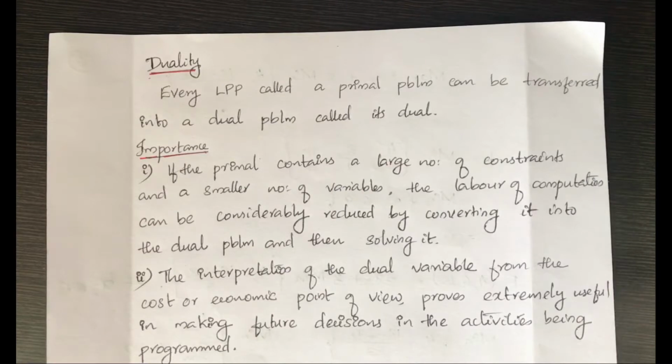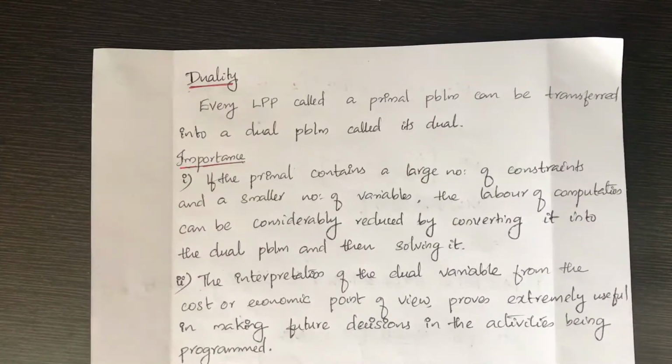If the primal contains a large number of constraints and a smaller number of variables, say a primal having 2 variables and 6 constraints, then when we use the simplex method to solve it, it will be a very lengthy problem. But when we convert this smaller-variable problem into its dual, we can reduce the number of constraints. So the computation effort will be very much less when we use the dual.